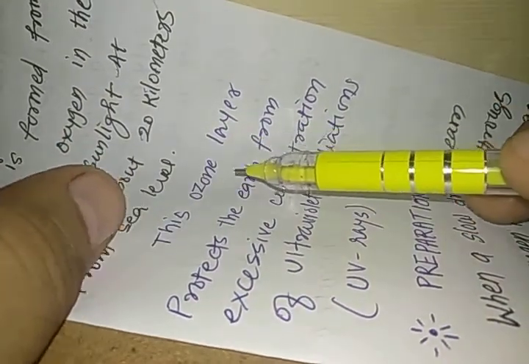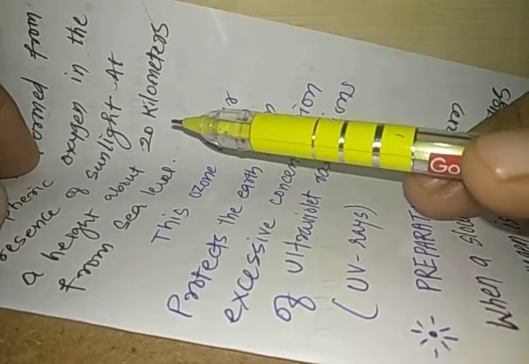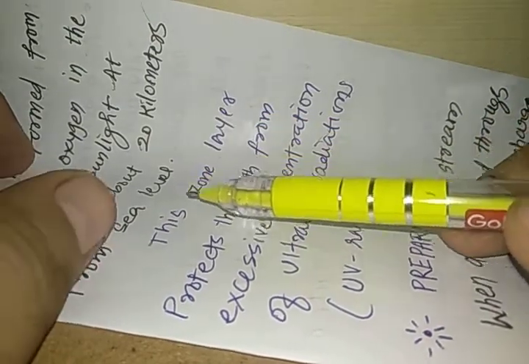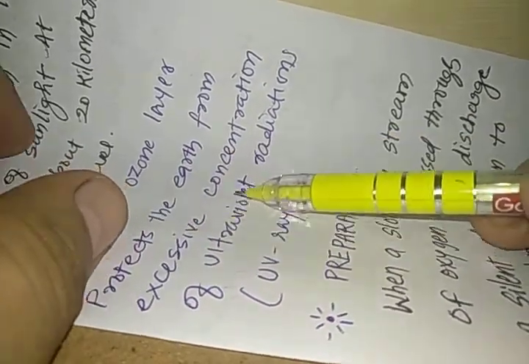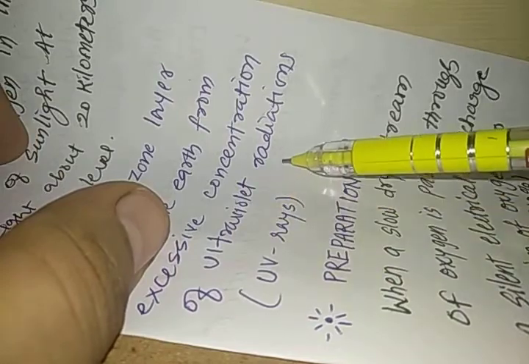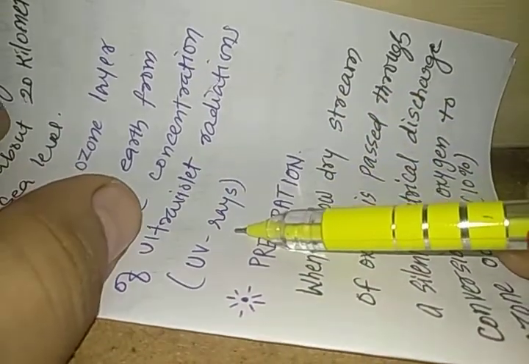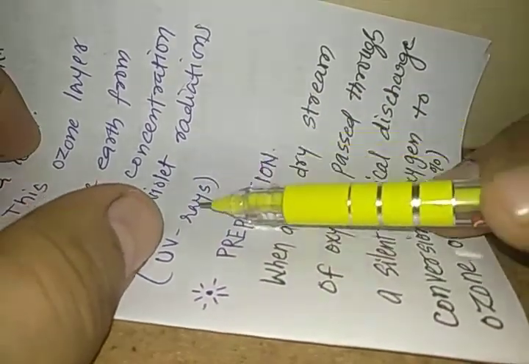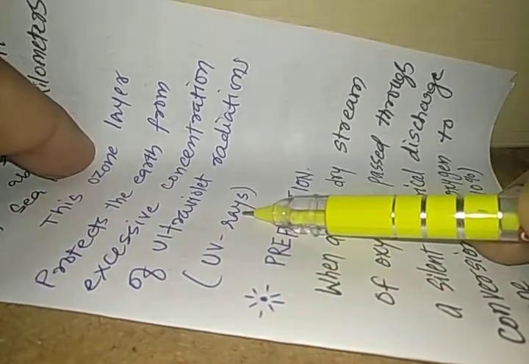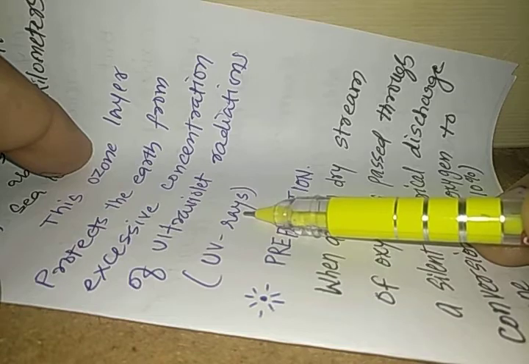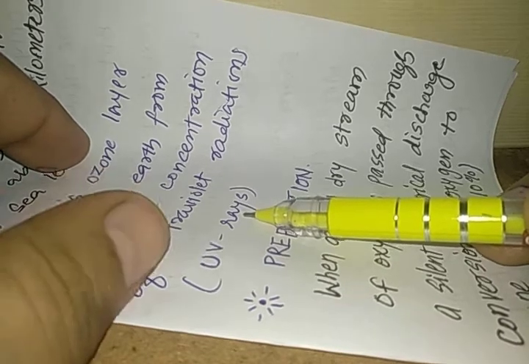The ozone layer is the layer of ozone available almost 20 kilometers away from the Earth's surface. This ozone layer protects the Earth from excessive concentration of ultraviolet radiations. We call them UV rays. So this is how this ozone layer is very important for us. And depletion of the ozone layer is one of the problems that scientists face nowadays.